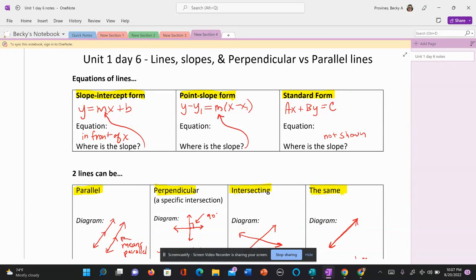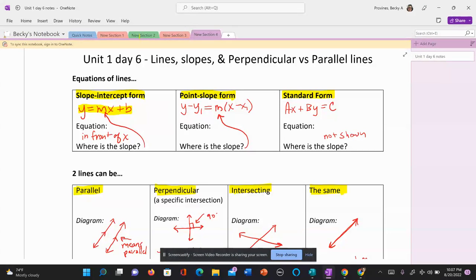So the first type of equation is slope-intercept form, and that's what we have here. Please go ahead and get your pencil or pen out, and we're going to write down this equation, y equals mx plus b. Now, hopefully you're familiar with this. The slope is the m. Where's the slope? It's always in front of the x.